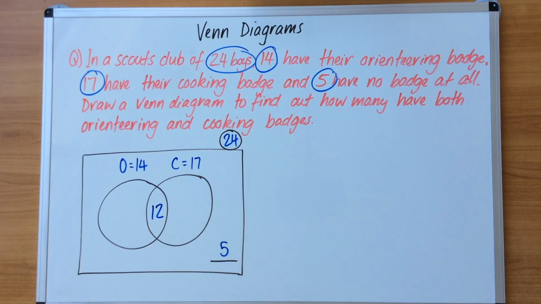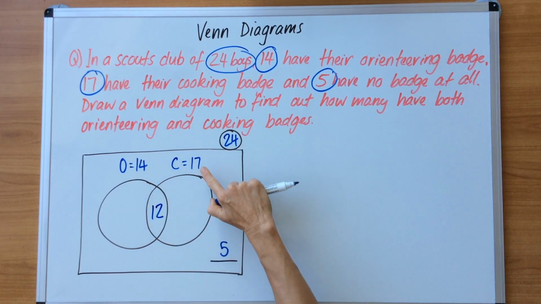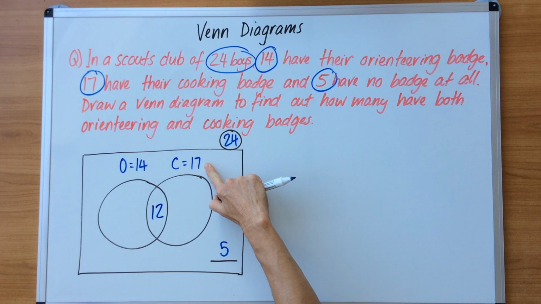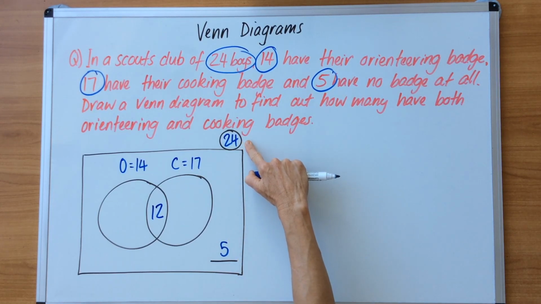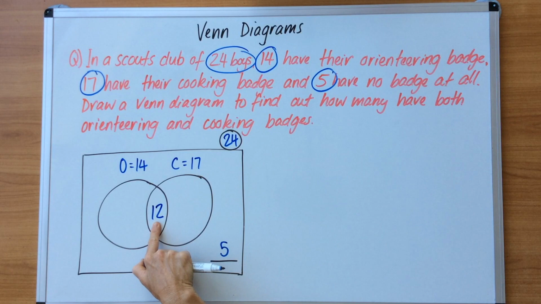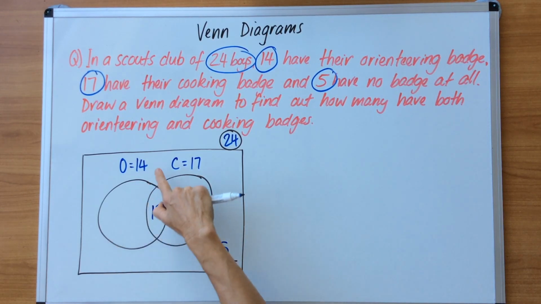So I'll repeat that again. You add up all the orienteering badges at 14 with the cooking badges at 17 and all the boys that don't have a badge at all. That comes to 36. I then subtract the whole population and I get 12, and that tells me that they have both badges. Now I can figure out how many just have an orienteering badge, so orienteering only.